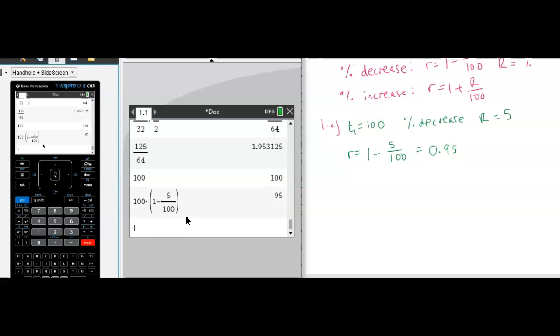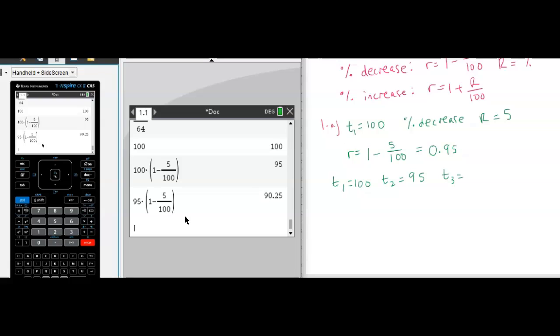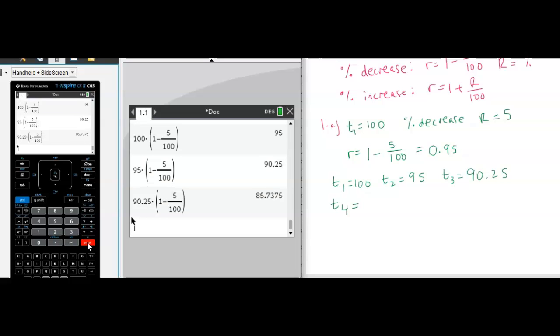So our second term, so we've already got the first term. So T1 is 100, T2 is 95. Now, the thing is, when you keep doing this, you're going to get lots of decimal places. So if you're in exact mode, just press Control Enter to get your approximate. So 90.25. And T4. Okay, press Enter again. And I think it said to 2 decimal places, so I'll just do it to 2 decimal places. And then T5, press Enter again.